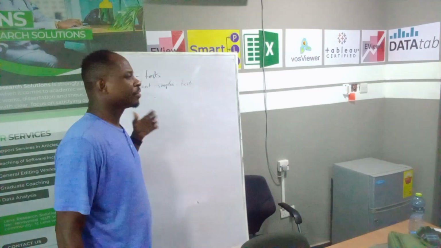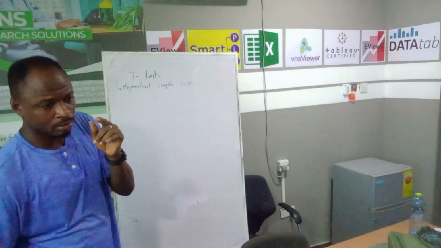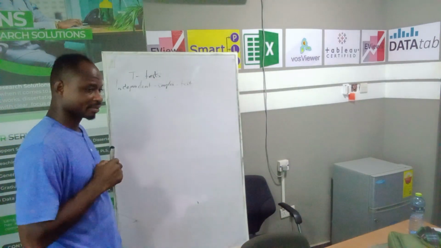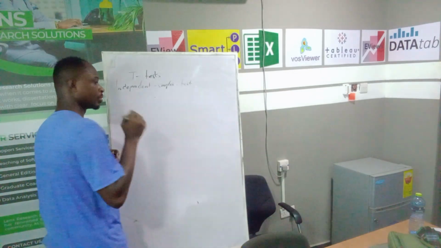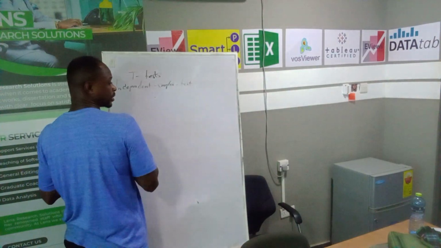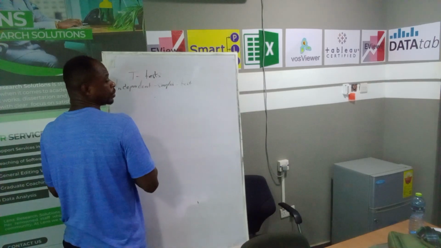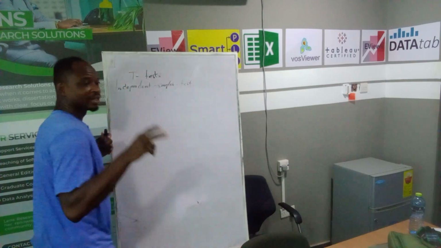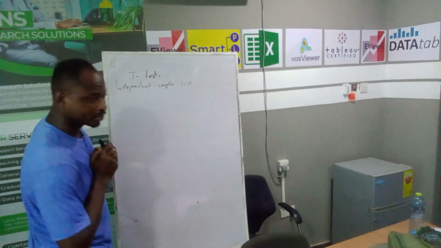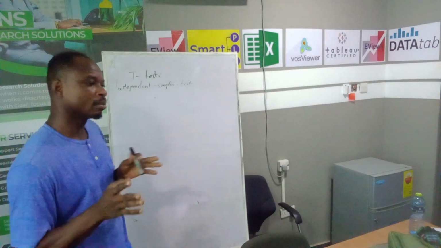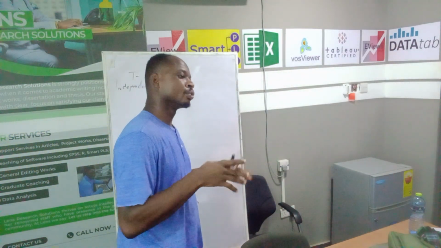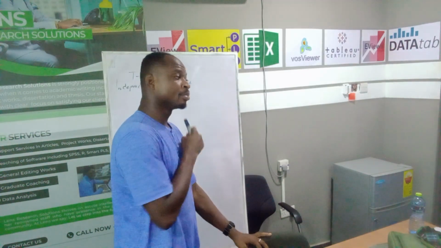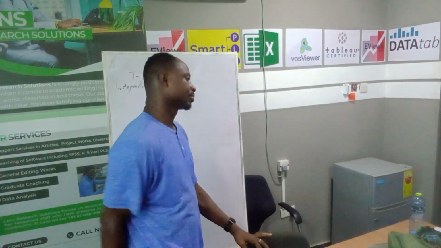Apart from that, the dependent variable that you are comparing them on should be continuously measured. Very, very important. The dependent variable should be continuously measured. Apart from that, the grouping variable should have only two groups. If the grouping variable has more than two groups, you don't use the independent samples t-test. I said the grouping variable should have only two groups.